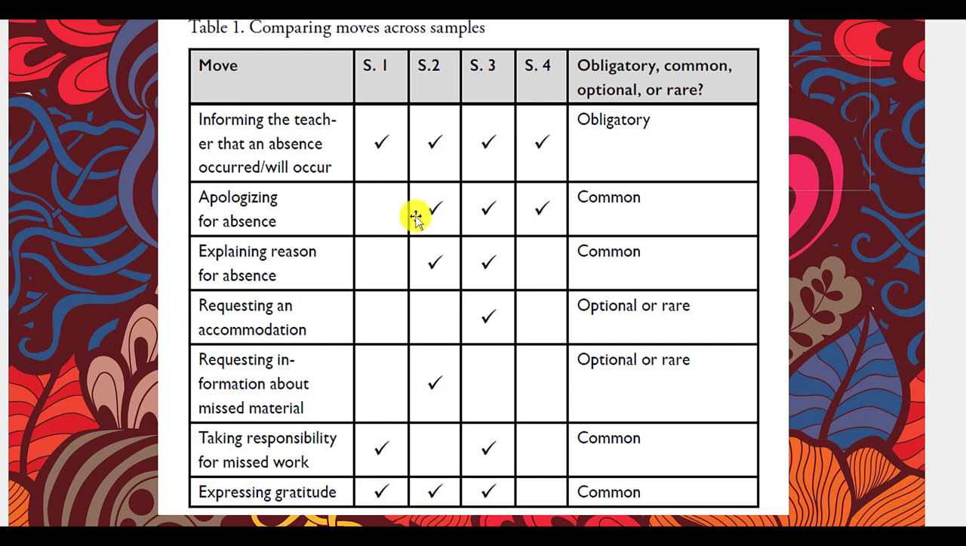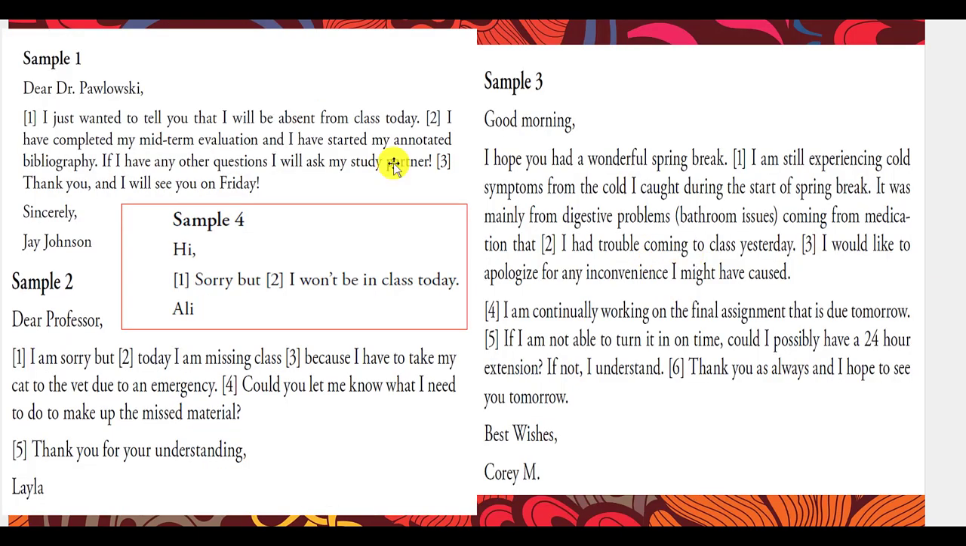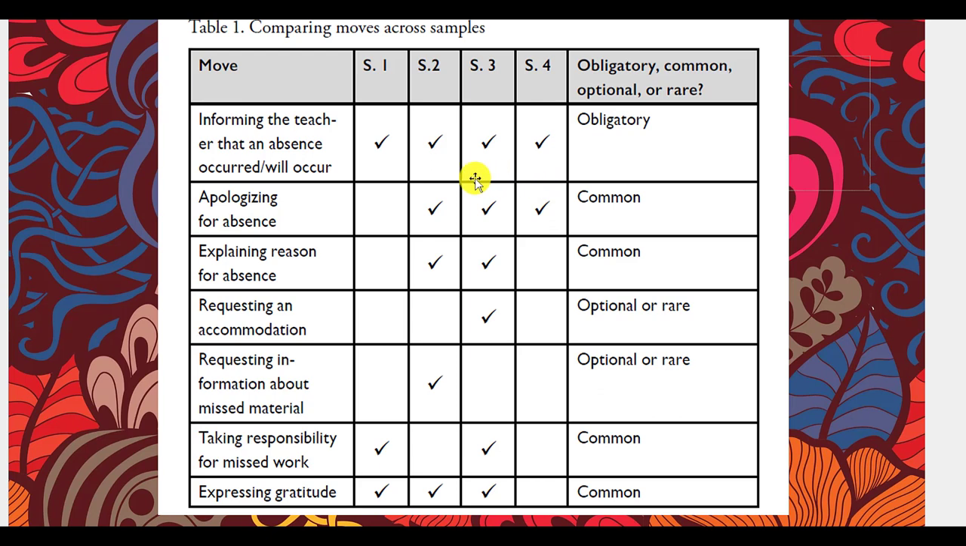Now, it says here, three of the four emails apologize for absence. That's a majority. A majority of the emails said they were sorry. Well, the first one doesn't say they're sorry. The second one says they're sorry right here. The third one, let's see. I would like to apologize for any inconvenience I might have caused. Well, that's a sorry. And number four, sorry, but, okay. That's where this analysis comes from. There's three of them. So then we would say that this element in the genre of student absence emails is common. The majority have this.